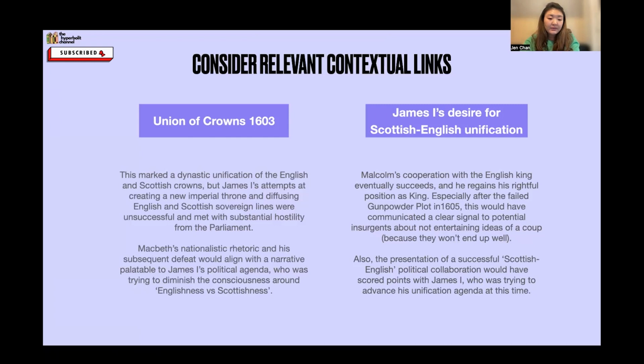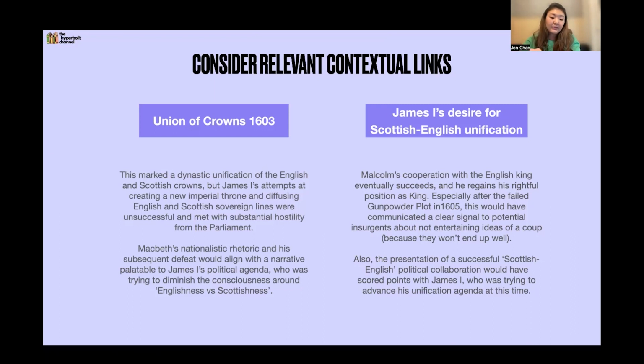So the Union of Crowns was an event that marked a dynastic unification of the English and Scottish crowns, but it was very much just kind of a nominal event. It wasn't a real unification because James I's attempt at creating a new imperial throne that diffused English and Scottish sovereignty was largely unsuccessful because it was met with substantial hostility from the English Parliament.